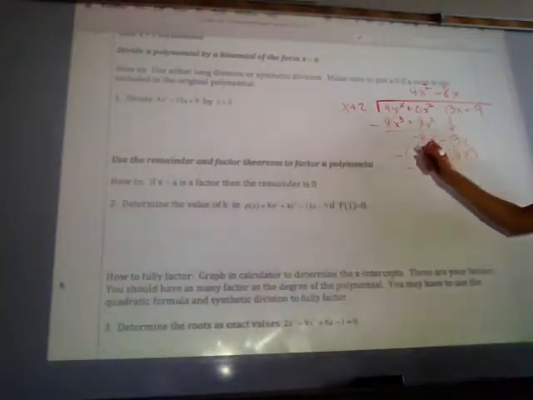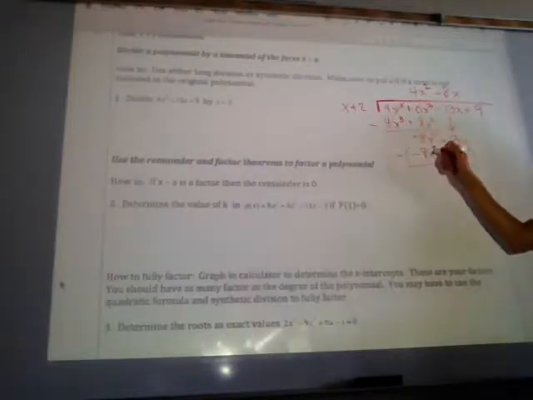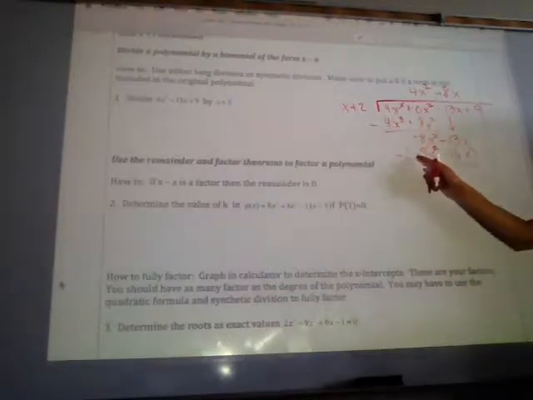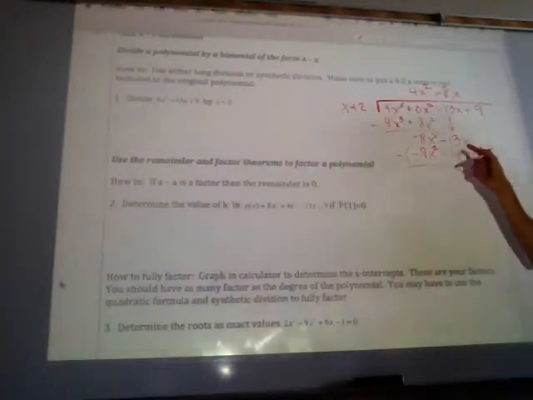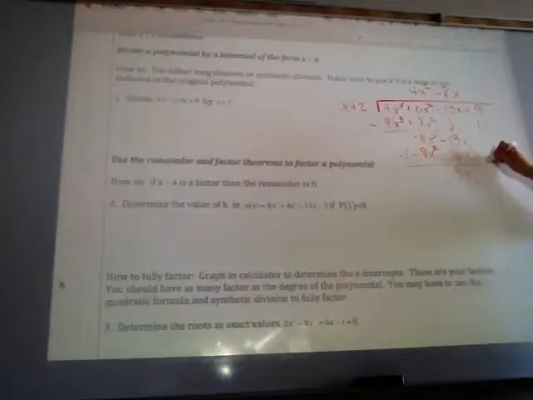So negative minus a negative is like adding. So we have negative 8 plus 8. These will cancel out. Negative 13 plus 16 is positive 3x. Be very careful with those negatives, positive negatives. They'll make all the difference. And then we bring down the 9.